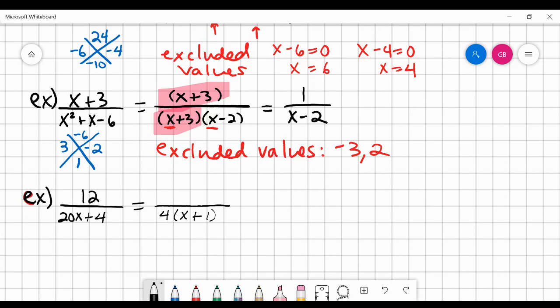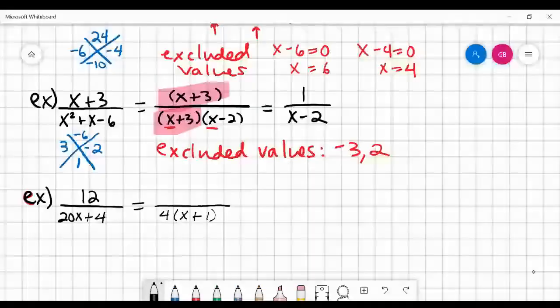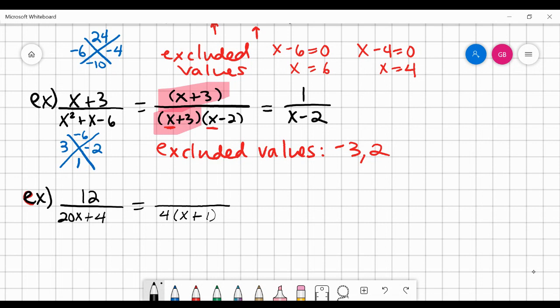Now the numerator, I'm gonna change it up a little bit. Since I factored out a 4, what's 12 divided by 4? It's 3, right? So I could rewrite 12 as 4 times 3. So now I could simplify the 4's out. So I'm left with 3 over x plus 1.